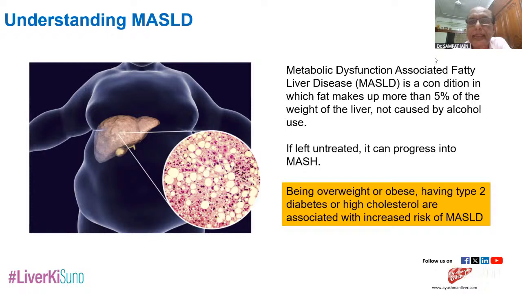Now, understanding the MASLD, as I told you, that metabolic dysfunction associated fatty liver disease, as the name suggests, it is a metabolic disorder. It is a condition in which the fat makes more than 5% of the weight of the liver, not caused by alcohol use. If left untreated, it can progress into the MASH, that is a metabolic dysfunction associated steatohepatitis. Being overweight or obese, having type 2 diabetes or high cholesterol, they are associated with increased risk of MASLD.